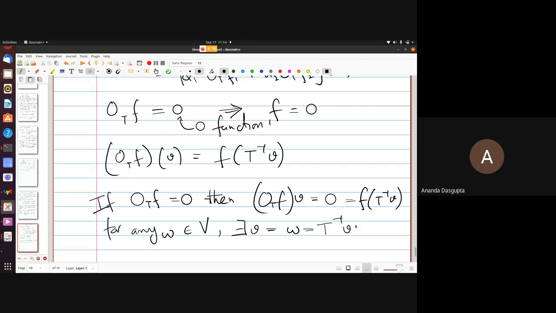So for any w, any vector in the vector space, you can find a v such that w is T inverse v. So f of w will be f of T inverse v, but f of T inverse v we have already seen is 0 for all v. So this would have implied that f of w is 0 for all w belonging to the vector space, which implies f is 0. So the only function on which OT is going to give you the 0 function is the 0 function. That's all you really need to prove, that OT is non-singular. Is that okay?